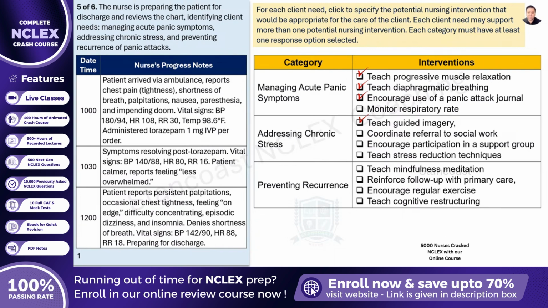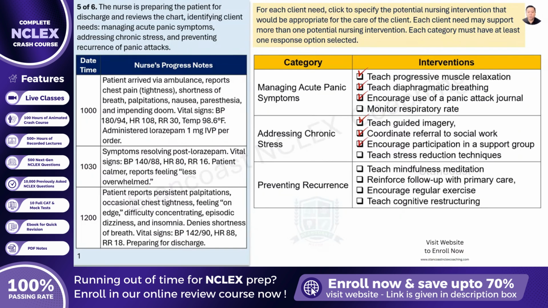Another intervention that you should select here is coordinate referral to social work. This is very vital in identifying when patients need support beyond what healthcare alone can provide. Referring to a social worker is critical because the patient is facing financial hardship, grief, and social isolation, and remember that NCLEX expects you to think holistically, not just about the symptoms, but about the whole person.